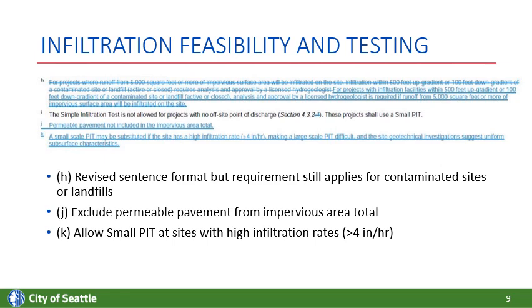There are some specifics related to infiltrating more than 5,000 gallons from contaminated sites. The simple infiltration is not allowed for projects with no off-site point of discharge, so you have to have a licensed professional conduct a small pilot infiltration test if you have no approved off-site point of discharge. So if you have to infiltrate all of your stormwater on site, there's no available point of discharge for drainage. Again, as I mentioned previously, permeable pavement is not included in the impervious area total, and small-scale pilot infiltration tests may be substituted if the site has a high infiltration rate, making the large-scale pilot infiltration difficult. And again, those are for the really, really large projects.